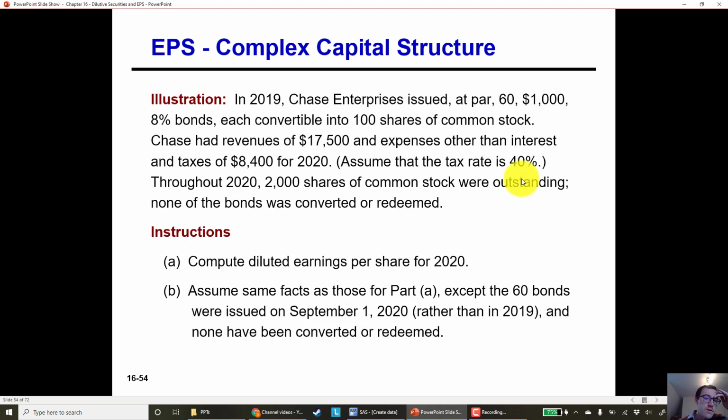Okay, let's look at an example again. In 2019, Chase Enterprises issued at par 60 $1,000 8% bonds. Each of these can be converted into 100 shares of common stock. Then Chase lists their revenues and their expenses other than interest and taxes of $8,400. Let's assume a tax rate of 40%.